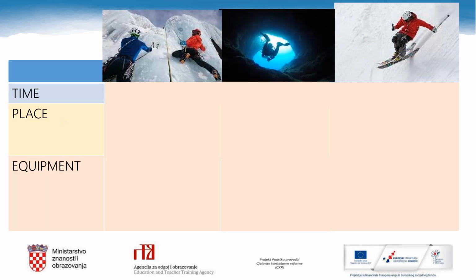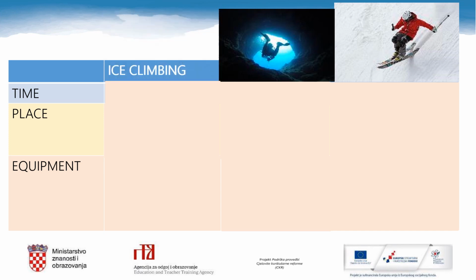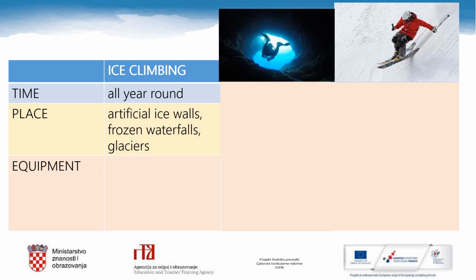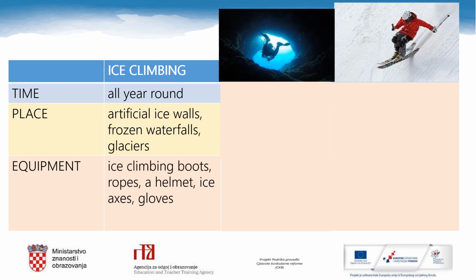As we have already said, today we will take a look and learn something about a couple of extreme sports. The first sport is ice climbing. In the picture, you can see what this sport looks like and what it involves. It seems like a sport you can do only during cold months of the year, but you can actually do it all year round. The best places to do the sport are artificial ice walls, frozen waterfalls, and glaciers, and the necessary equipment are ice climbing boots, ropes, a helmet, ice axes, and gloves.